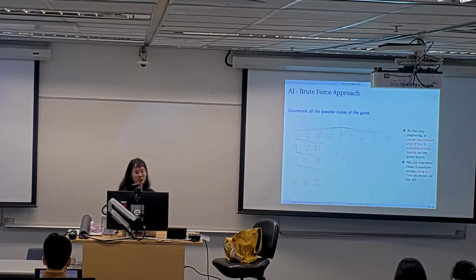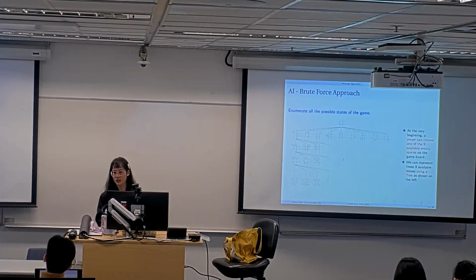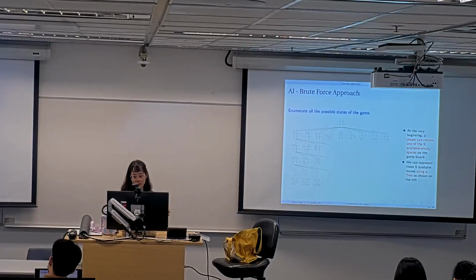So the motivation is that if the AI plays randomly, definitely the AI cannot get the best results. Then we just do the brute force. Brute force search is to enumerate all the possible states of the game. At the beginning, a player can choose any of the 9 empty spaces on the game board, right? We construct a game tree like that, and the root node is the initial state. There are 9 possible actions, so we expand the root node into 9 children nodes, which represent the 9 different possible moves.